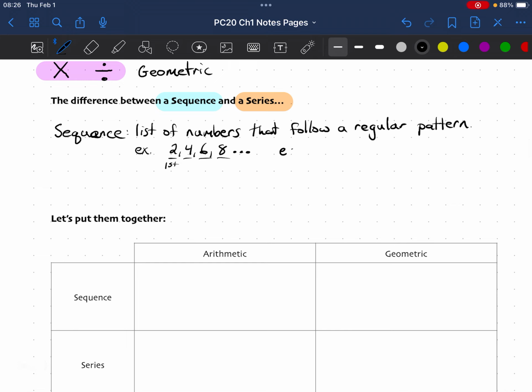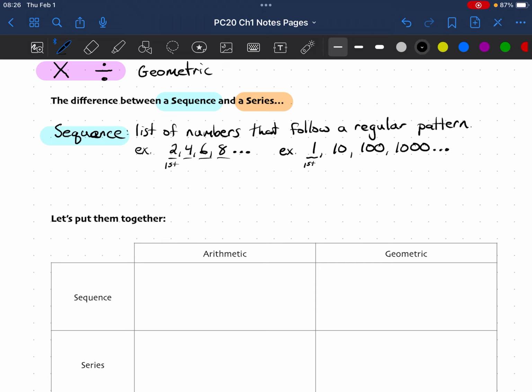Another example of a sequence might be this one. 1, 10, 100, 1,000, ... So you can see we're going up by a factor of 10 each time. We call the 1 the first number. So a sequence is just a list of numbers that follow a regular pattern. That pattern can be complicated or simple. We're generally dealing with simple patterns. So that is the sequence.